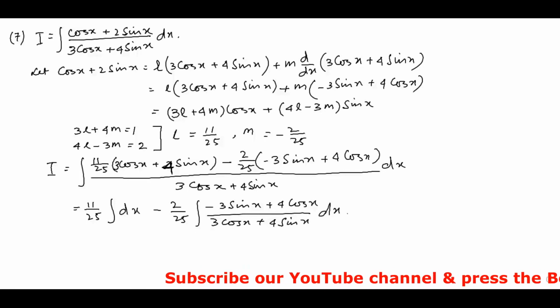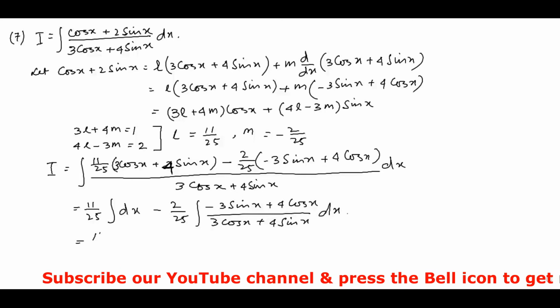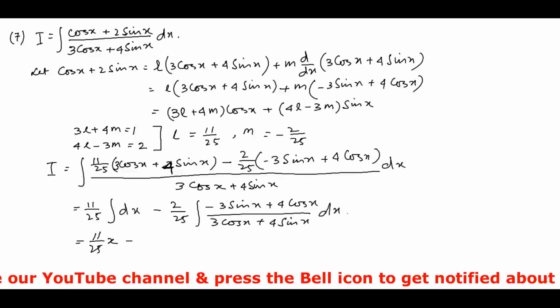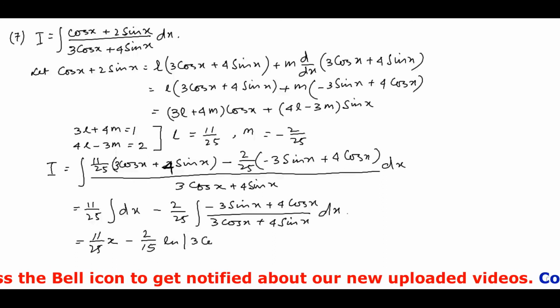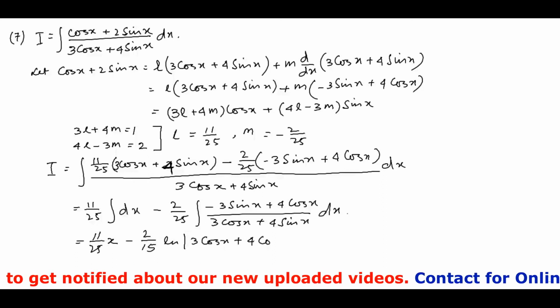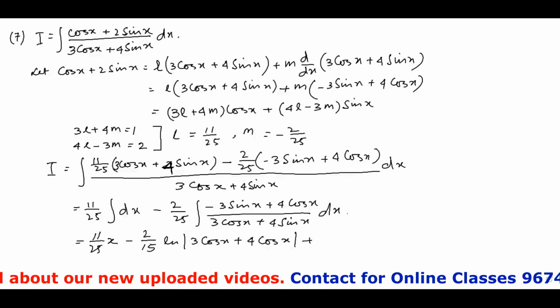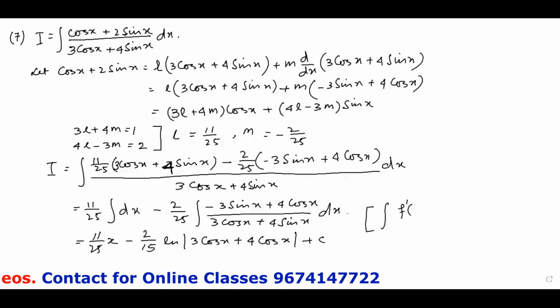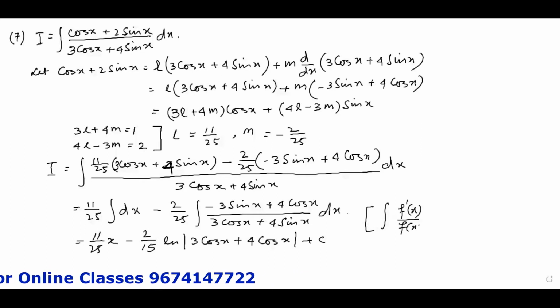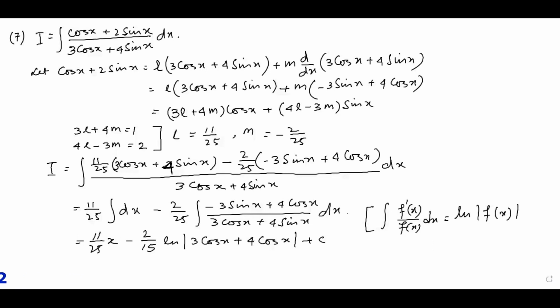Is it clear? So we now have ln mod of the denominator, because as I told you in the previous video also, the integration of f dash x by fx dx is always equal to ln mod of fx, right? So that's your answer. Have you understood this problem? Okay, let us move to question number 8.